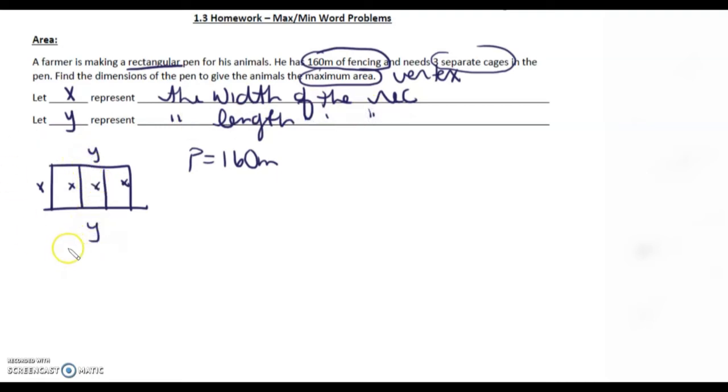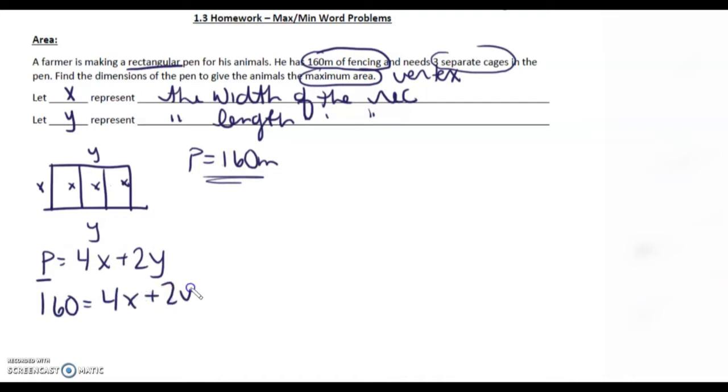So if we were to do the perimeter, it's not just like the linear distance around an object. It would actually be like all 4 sides. So x plus x plus x plus x, and then the 2 y's. Okay, so I'm going to go ahead and sub in this 160 because we know what the perimeter is. 160 equals 4x plus 2y. Okay, now my other equation is going to be area, and that's just going to be x times y.